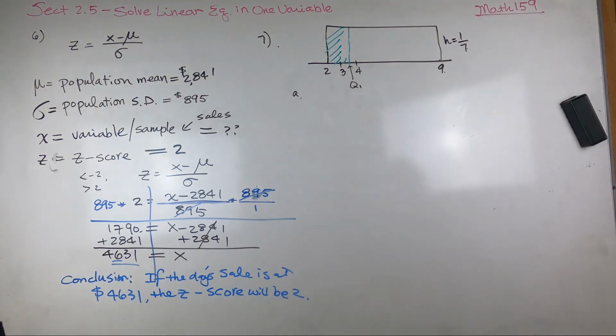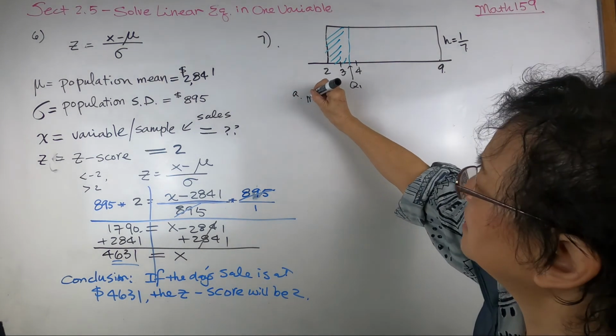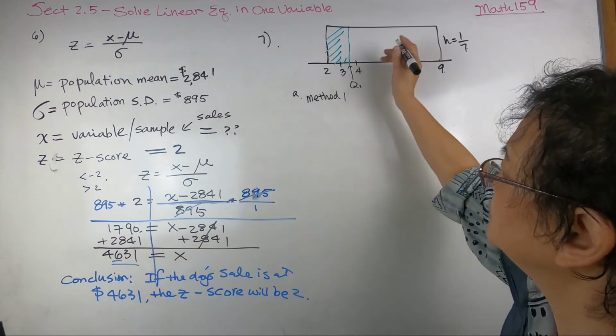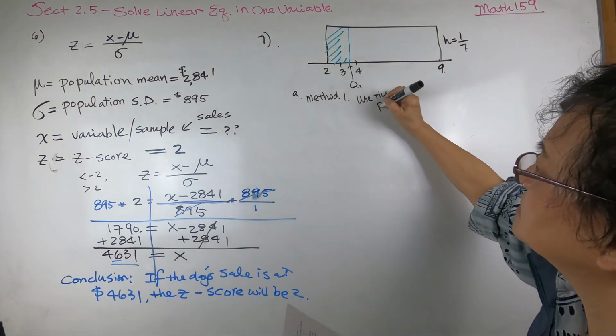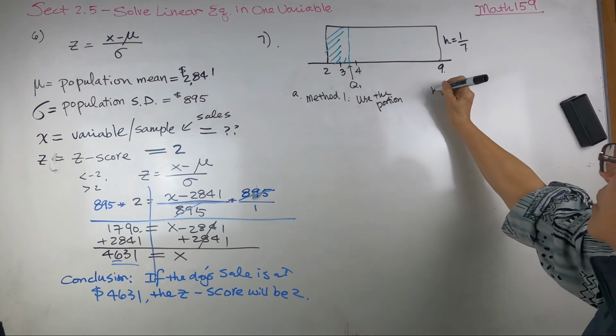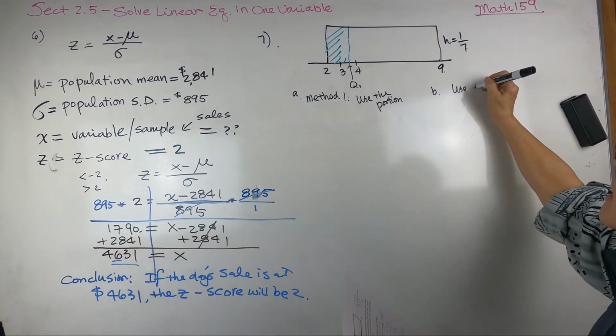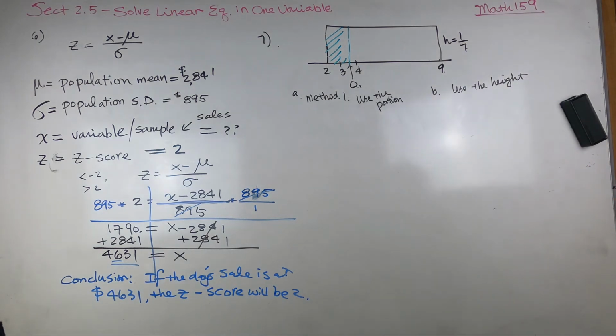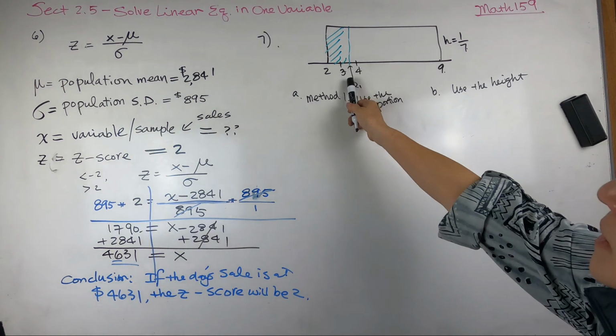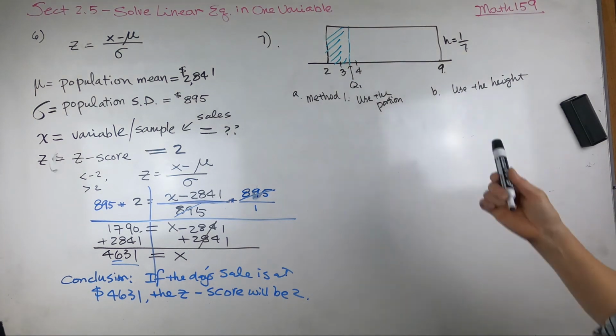So for the first one, you have different methods, right? We learned for uniform distribution, we can just use the portion. Or we can do it with the height, because all your homework and your textbook use the height. But we can use portion for uniform distribution. It's much easier. Then we want to find the Q1, the number, which would be a quarter of this.